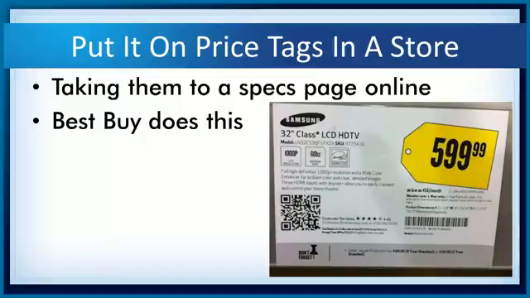Next is taking them to a specs page online. Best Buy does this, so you've seen this if you've been into Best Buys, where they've got a little QR code there on their card, so then someone can scan that in and get more information about that particular item. So if you run a retail establishment, this is a great way to make your people have to do less, because people will automatically scan that in, go look for it, and find out the information about that particular item all on their own. Great usage of this particular technology.